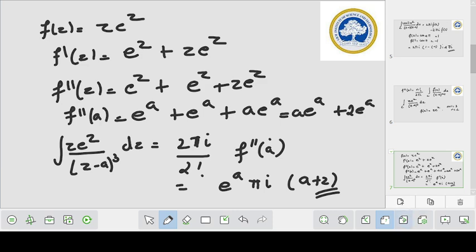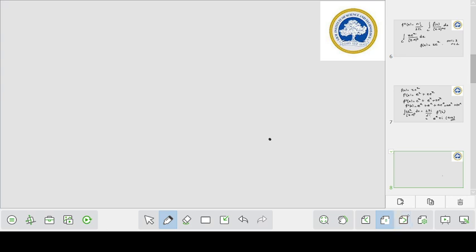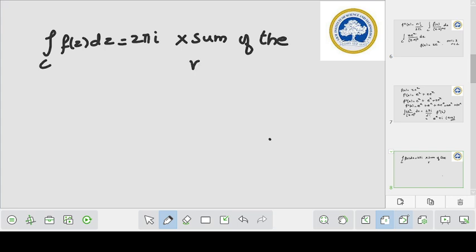Next we will move on to the Cauchy residue theorem. The Cauchy residue theorem states that you have to find the residues at the poles. So the formula is, if f of z is analytic at all points inside and on a simple closed curve C except at a finite number of poles, then the line integral over C of f of z dz is 2 pi i into the sum of the residues of f of z at its poles.